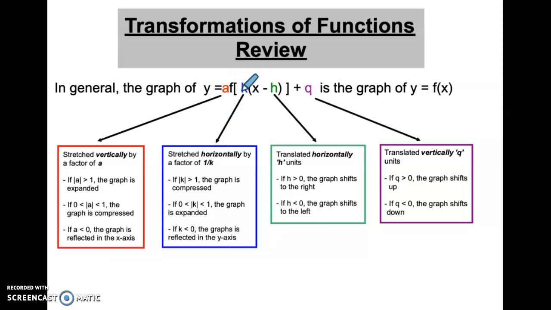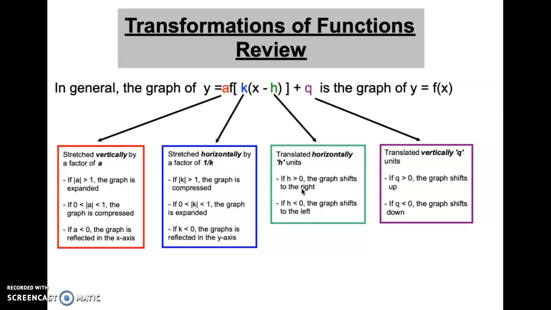Next is k, which is multiplication within the function. That means there's a stretch horizontally by a factor of 1 over k, because everything within the function is sort of opposite to what you think it does. If it says multiply by k, it's actually a division by k. That's going to cause either a stretch or compression, and if k is negative, it would cause a reflection in the y-axis. H also looks opposite to what it actually is, so if it said minus 2, then your translation is actually plus 2.